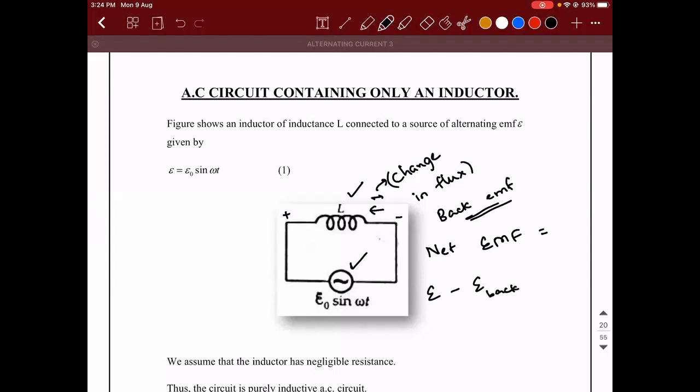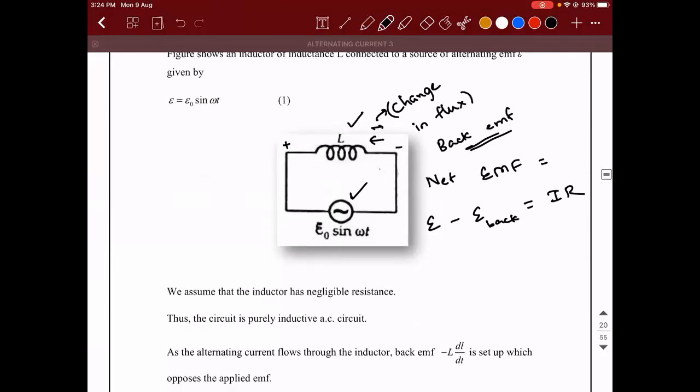When I write E back, it is understood as the back EMF, equal to the current flowing across the device into the resistance. So I applied V is equal to IR. So E minus E back is equal to I into R. I put a minus sign here because we know from Lenz's law that the EMF will get induced in such a way that it will always try to oppose the cause. So when the flux is trying to change in one direction, the back EMF will get generated in such a way that it will try to oppose the effect.